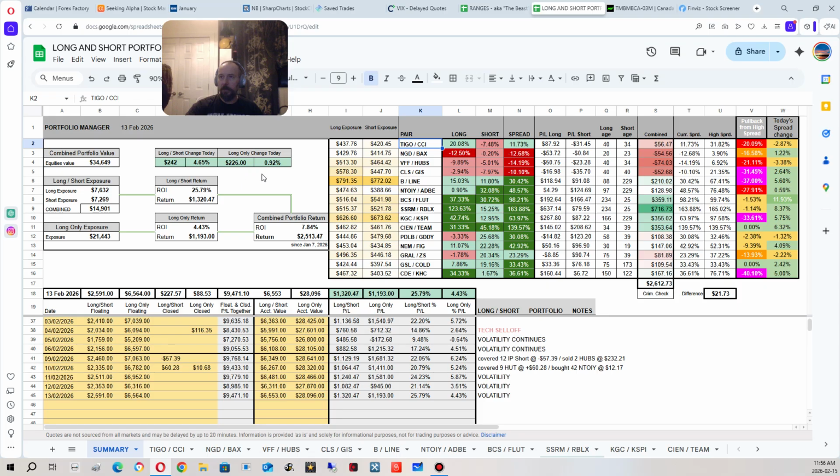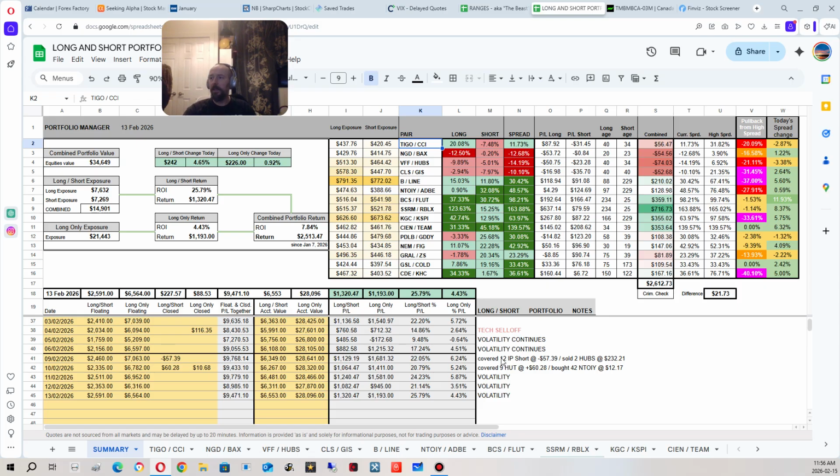I've added one more thing to the spreadsheet since last week, and that's the change today. This just gives me what the change on the day was. Combined portfolio value is at 34,649. Let's go over a couple of trades that happened.